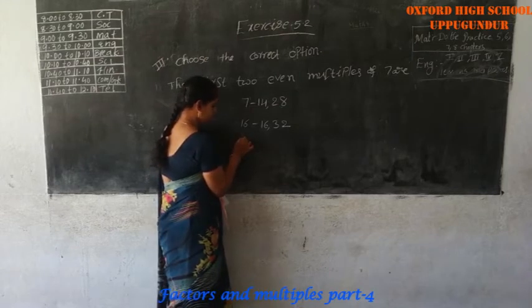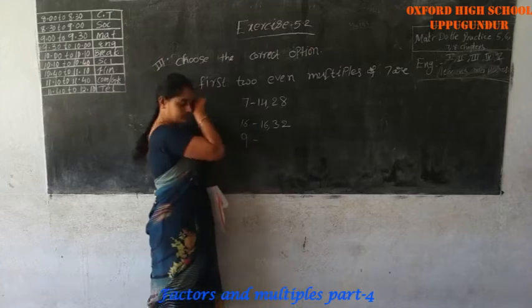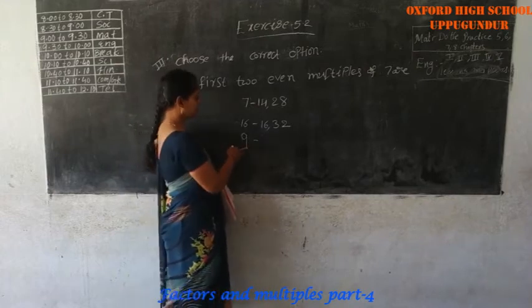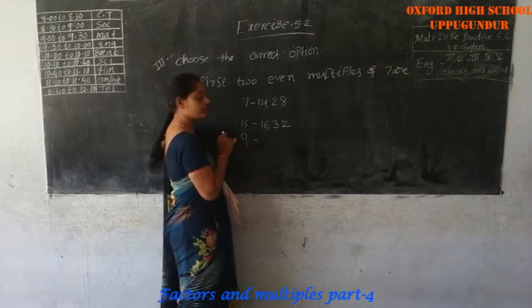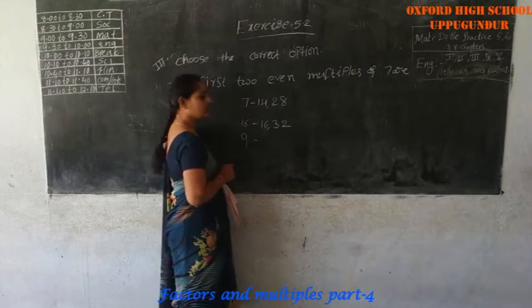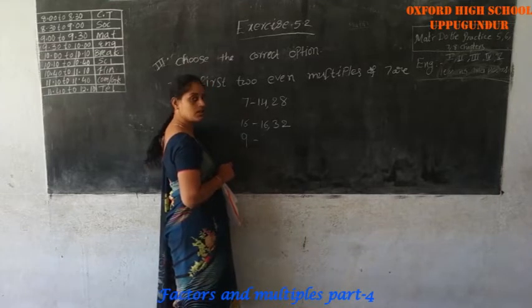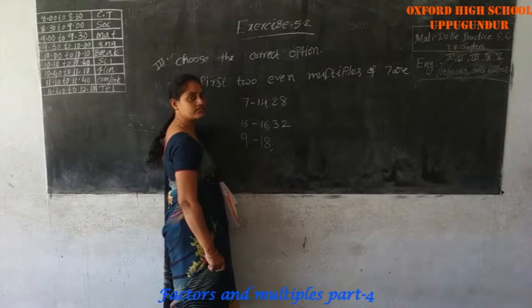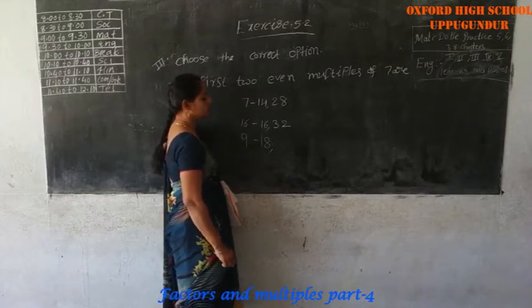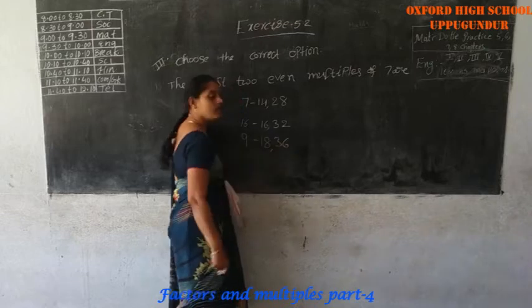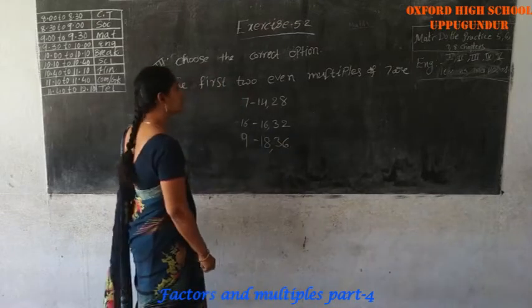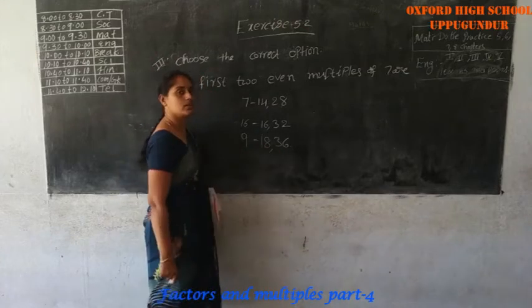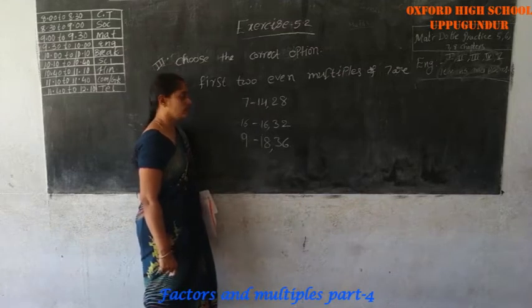Nine. The first two even multiples of 9 are. See, 9. 9 ones are 9. 9 is an odd multiple. Next, 9 twos are 18. 18 is the even multiple. Okay, 9 threes are 27. 27 is an odd number. Next, 9 fours are 36. 36 is the even number. The first two even multiples of 9 are, see, 18 and 36. Okay.